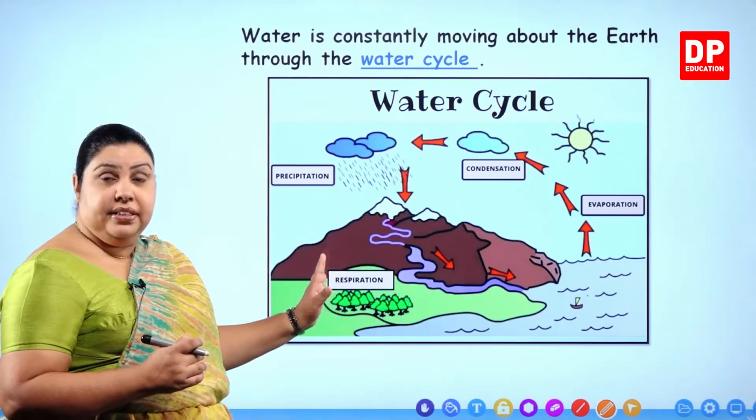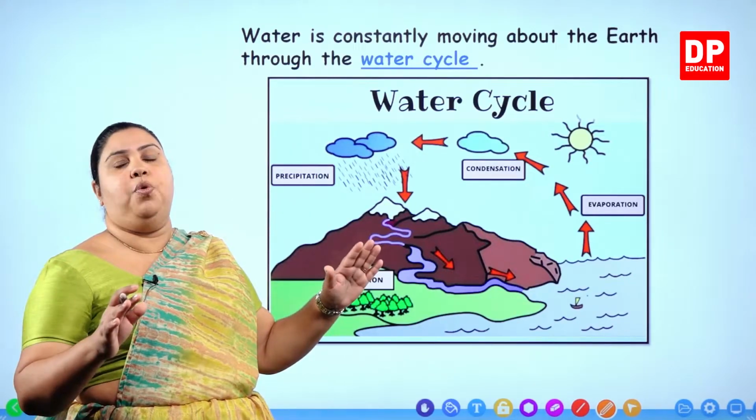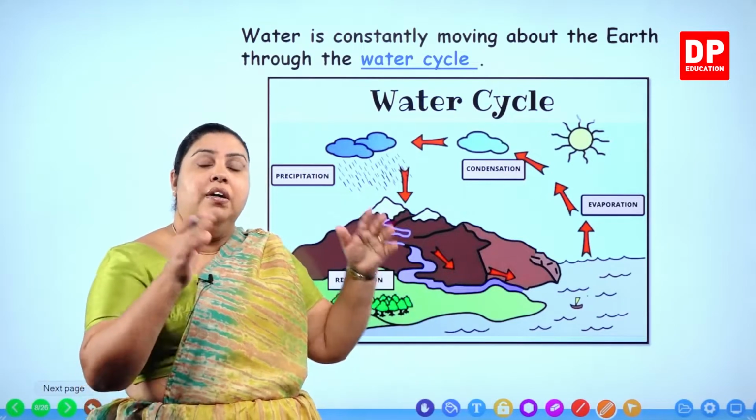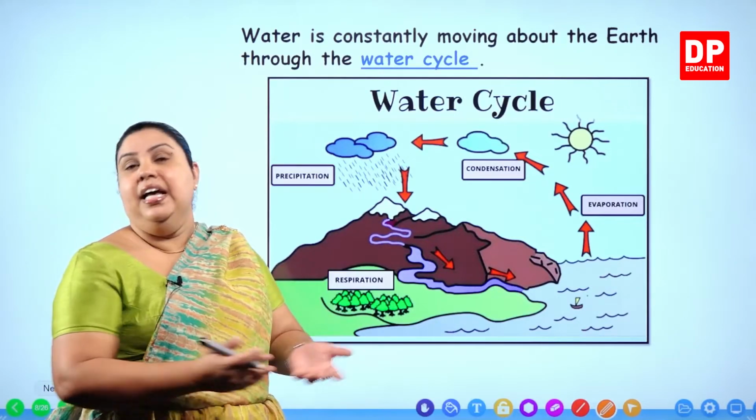And the water streams, the rivers, lakes, they are filled with water. Then what happens? Now you might think when the rain falls down, once they fall on the ground, they will all get collected in these places, and that's it.